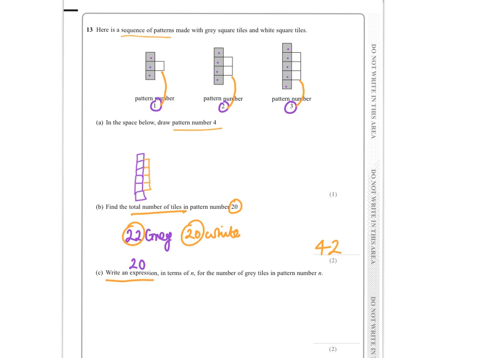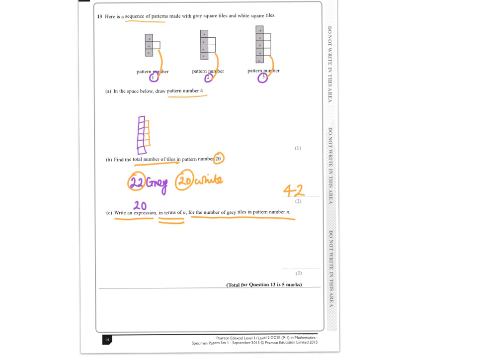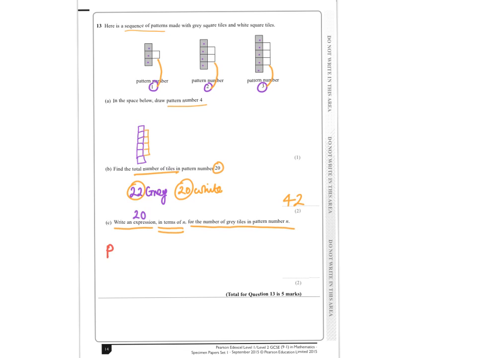It then wants you to write an expression in terms of n for the number of grey tiles in pattern number n. Well, one way of looking at this, we can say the pattern number here versus how many grey tiles. So pattern number 1, 2, 3, 4, pattern number n, and then the grey tiles starts 3, 4, 5, 6, and so on. Can you still see that the pattern number is always 2 less than the number of grey tiles?